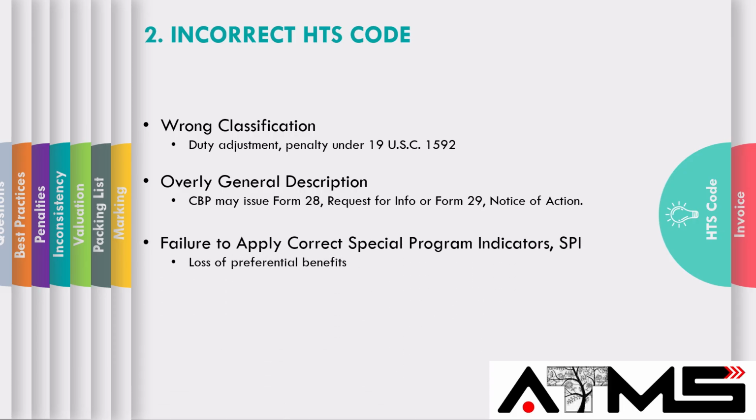Omitting the Special Program Indicator, called SPI, the code for a trade preference program, does not cause a fine, but you lose eligibility for preferential duty rates under the Free Trade Agreement.